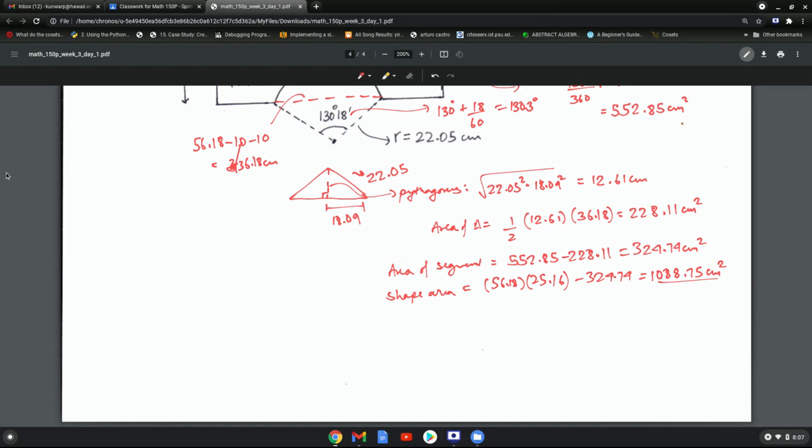That's it for day 1. You can attempt the worksheet and then verify your answers by looking at the solution.